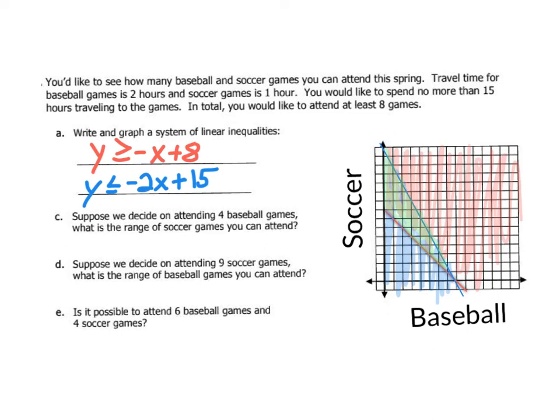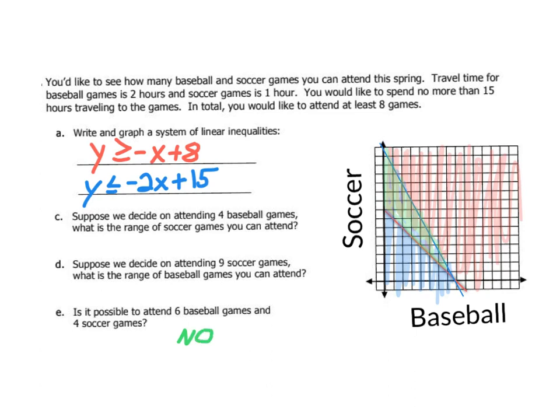So now let's take a look at this last question here. It says, is it possible to attend 6 baseball games and 4 soccer games? Now remember, if it is possible, it is in our double shaded region here. All of these ordered pairs are the solutions. So is it possible to attend 6 baseball games? We'll go out to 6, 1, 2, 3, 4, 5, 6, and 4 soccer games, 1, 2, 3, 4. So it actually looks like it is not possible to attend 6 baseball games and 4 soccer games.